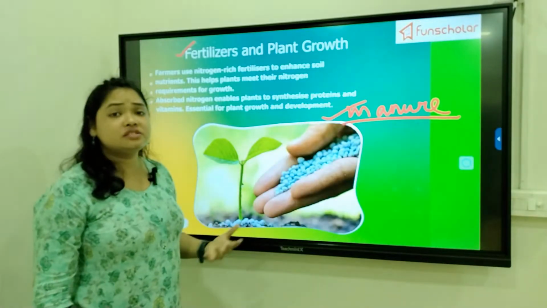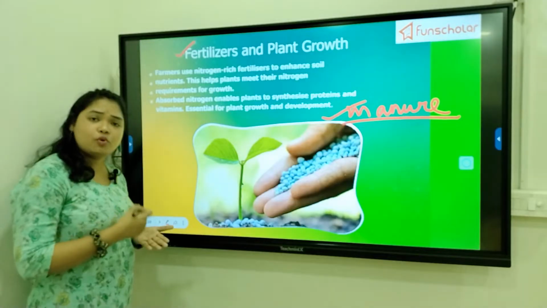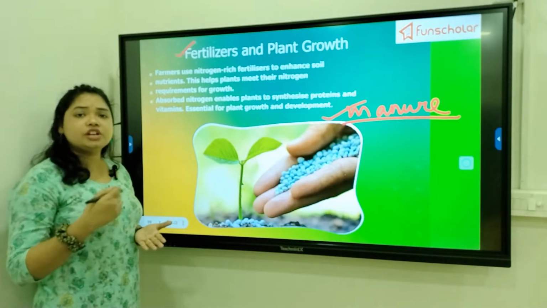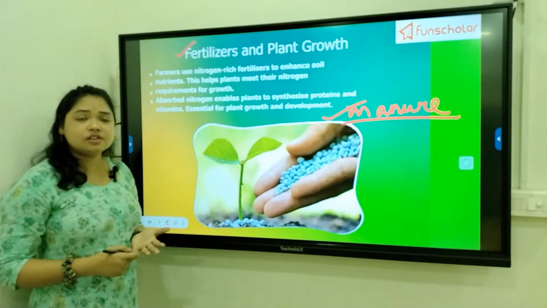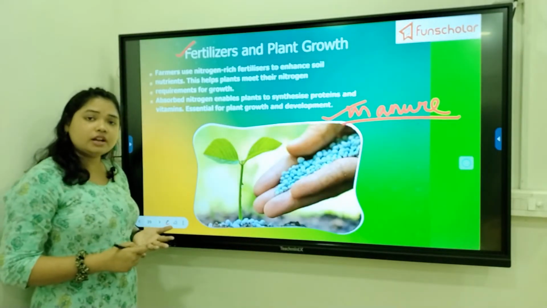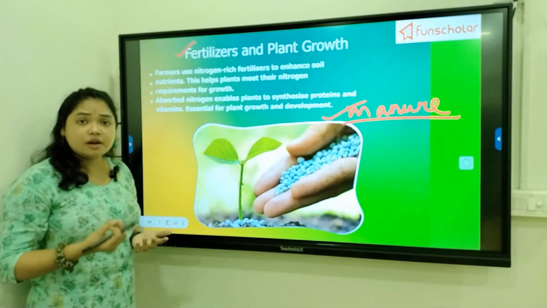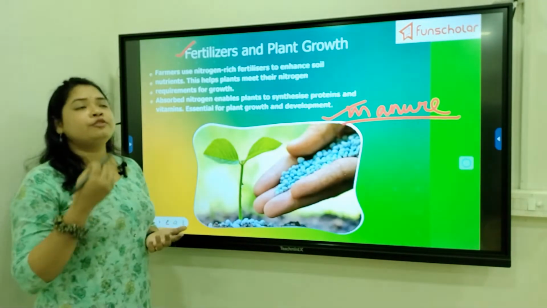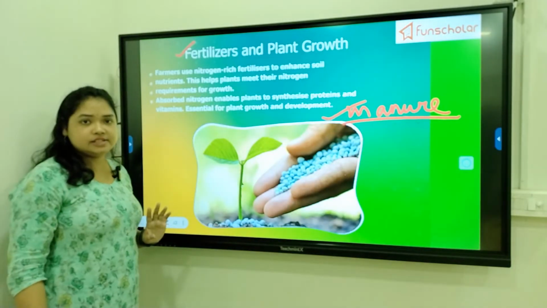Manure helps to enrich the soil in a wholesome manner. It ensures that the soil is porous so that air circulation or aeration in the soil is very good. It actually enhances the water holding capacity of the soil. So many benefits are there. But when we need a particular nutrient for the soil, then we need to go for the fertilizers.